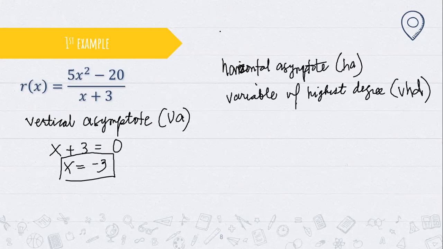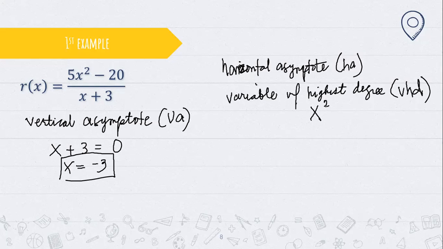Sige, ano yung degree class? Sige, Luis, ano yung variable with the highest degree? 5x squared. Okay. So, tama yun, Luis. Pero hindi na natin isasama yung numerical coefficient. Okay lang. So, x squared lang siya. Okay? So, ibig sabihin, class, yung variable with the highest degree is yung variable na may pinakamalaking exponent. So, that would be x squared.